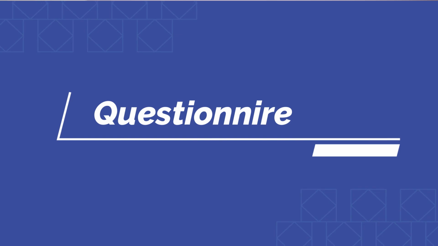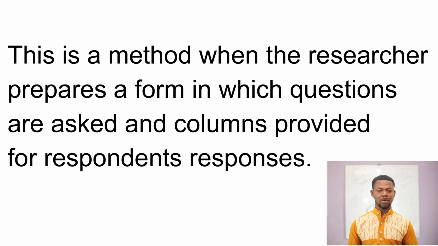And the next method is what we call the questionnaire. This is a method when the researcher prepares a form in which questions are asked and columns provided for respondents' responses. So at this stage, all you do is to get a paper and then try to write down the questions that you would want to find the information from. And based on these questions, you then present them to so many people, so that through their responses, you could collate them and probably pick what the majority are talking about. And that is what we mean by a questionnaire.